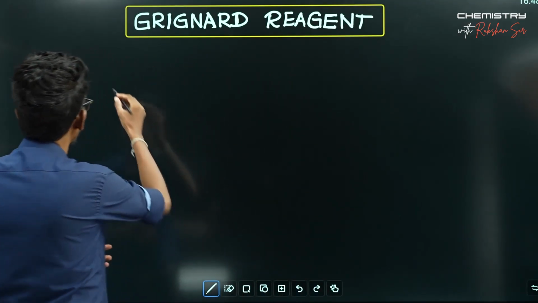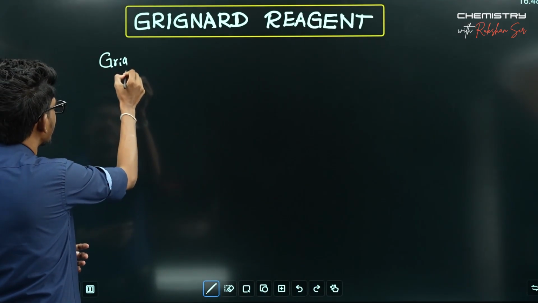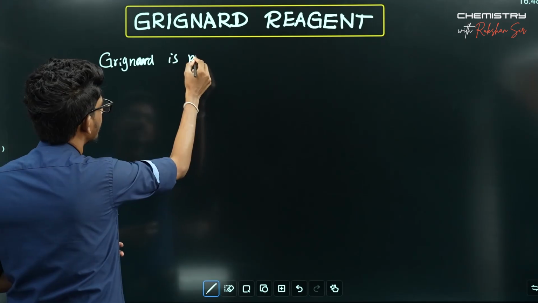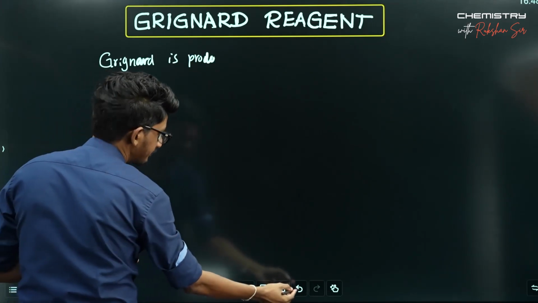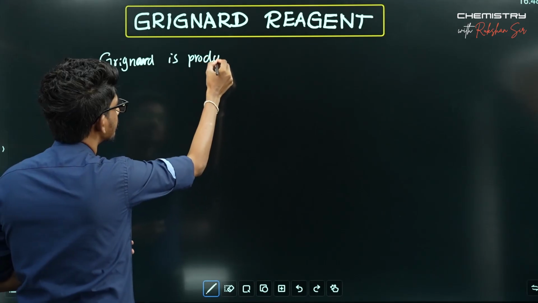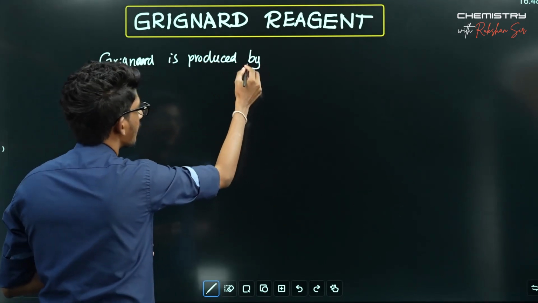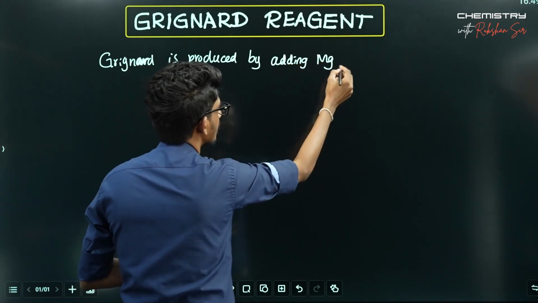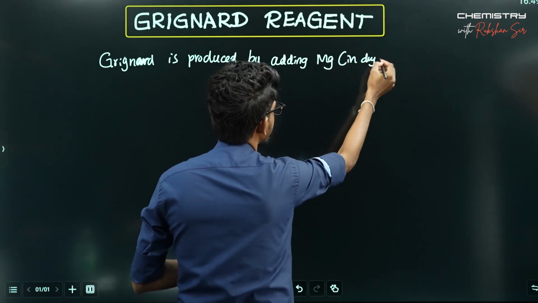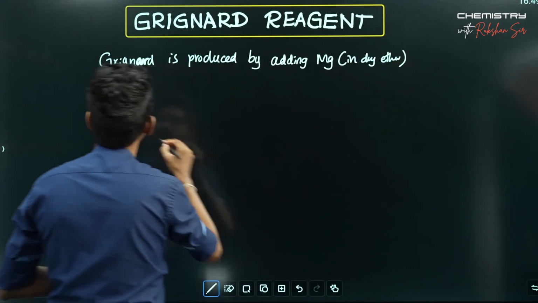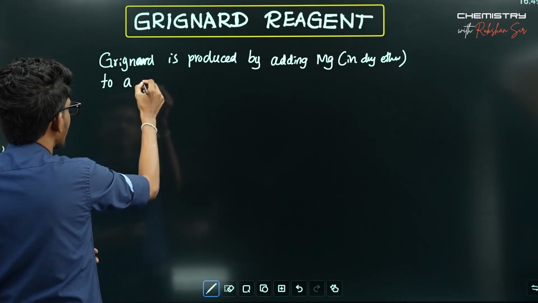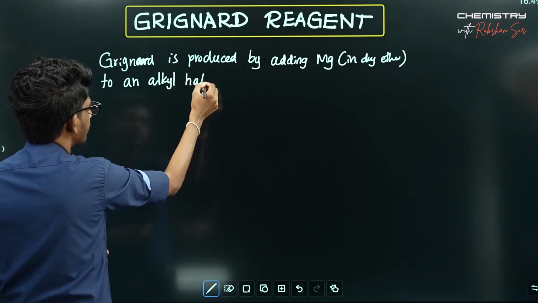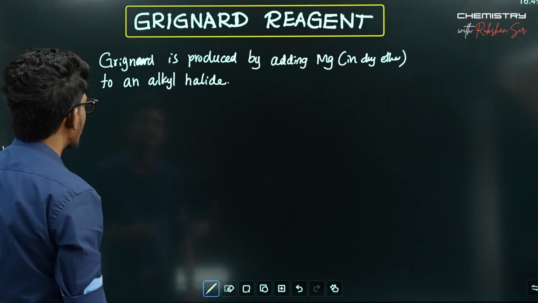Grignard reagents can be produced by adding magnesium in dry ether medium to an alkyl halide. This is how the Grignard reagent will be produced.